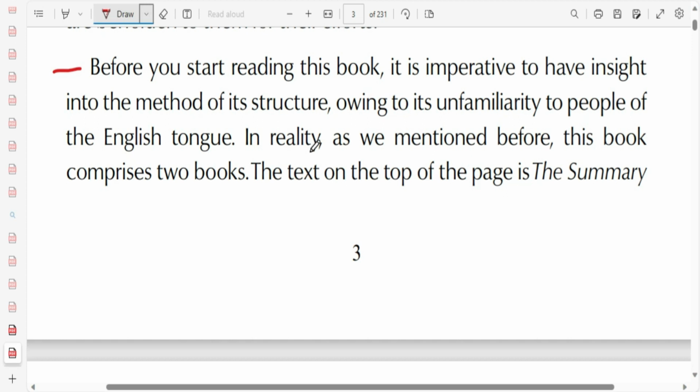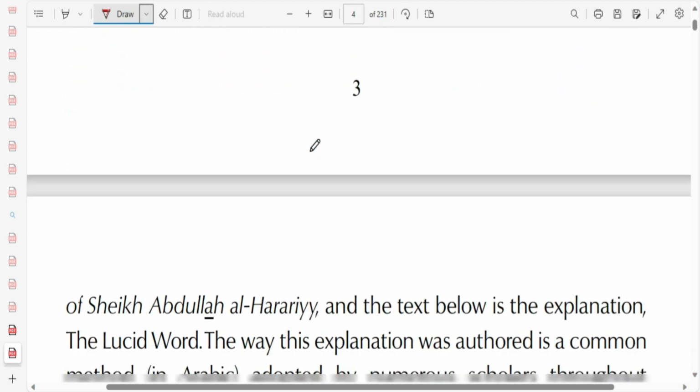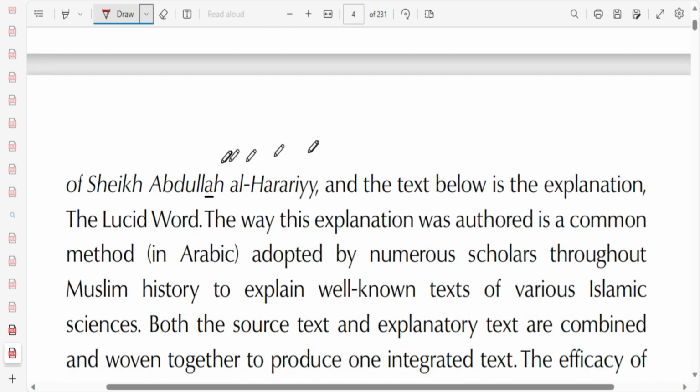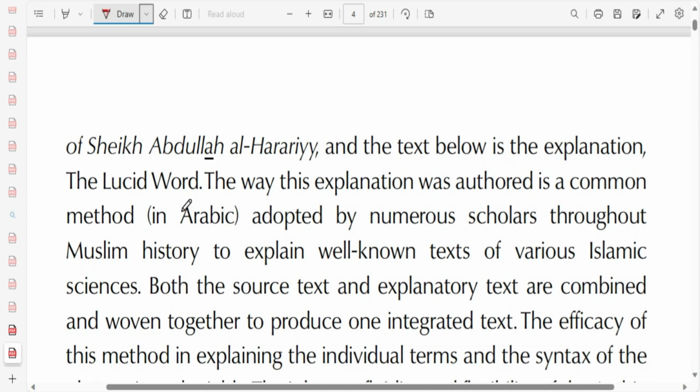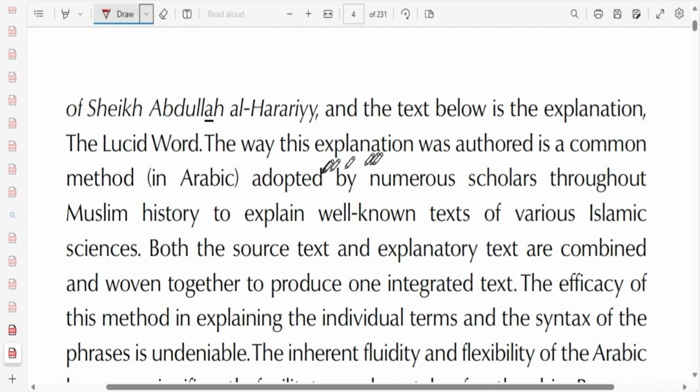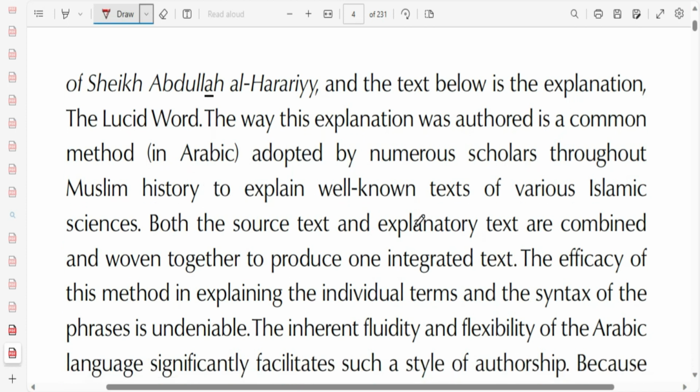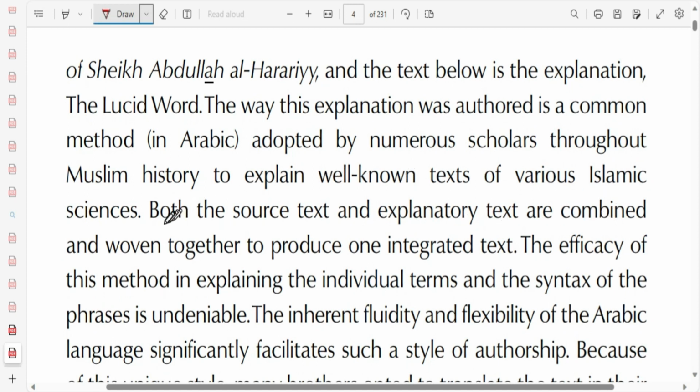Bismillah. In reality, as we mentioned before, this book comprises two books. The text on the top of the page is the summary of Shaykh Abdullah Al-Harari, and the text below is the explanation, the Lucid Word. The way this explanation was authored is a common method in Arabic adopted by numerous scholars throughout Muslim history to explain well-known texts of various Islamic sciences.